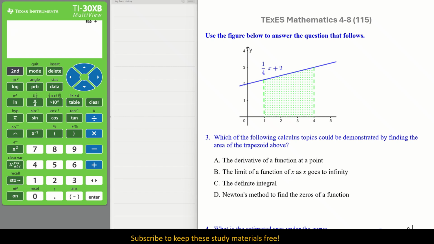No, I don't see a curve, I don't see a tangent line, and I don't think area has anything to do with instantaneous rate of change or even rate of change. Okay, so let's mark out A. That I don't think is going to work there. Let's look at B. The limit of a function as x goes to infinity. No.